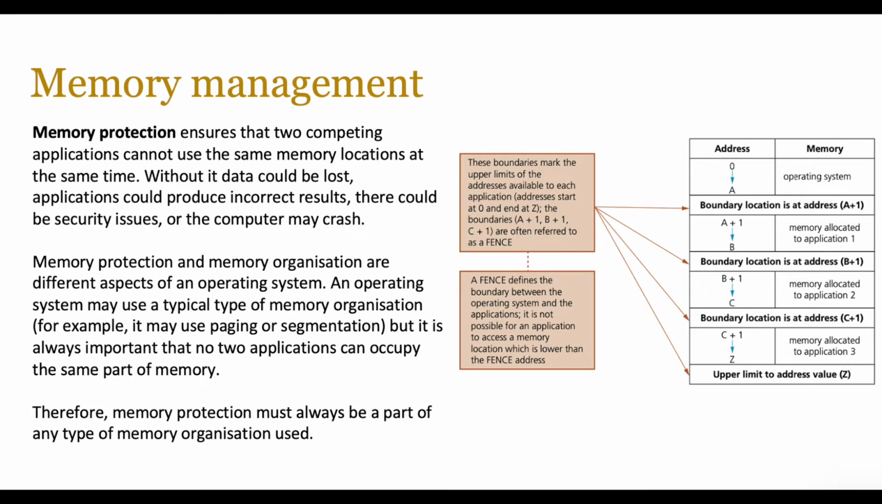Now on screen you see a nice little diagram that shows how this could work. There are addresses, then a boundary location, and then the next application, boundary location, and so forth. So you will have an upper limit and a boundary location limit. So do pause the video and study it. That kind of gives you an idea of how memory protection can be implemented, and especially how a fence can be built in, which defines the boundary between the operating system and the application.